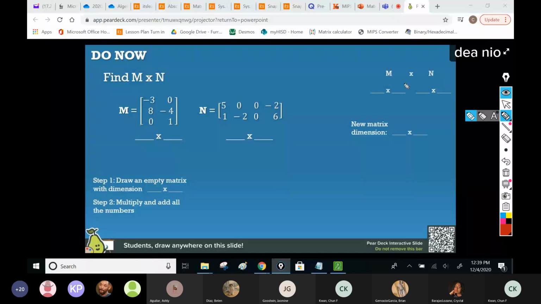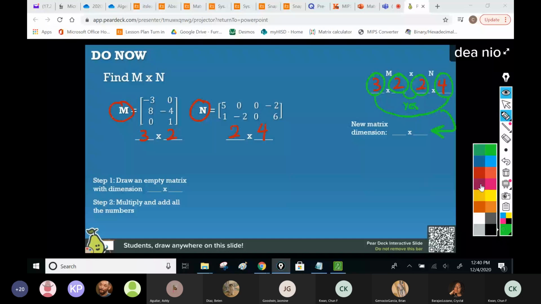So the matrix M, the dimension is 3 rows, 2 columns. And then matrix N, 2 rows, 4 columns. Check to see if they have a solution. We'll look at the inner number. If the two inner numbers are the same, then yes, you have a solution. And the outer number is what you need. So you need the new matrix to be a 3x4 matrix. So it means 3 rows, 4 columns.